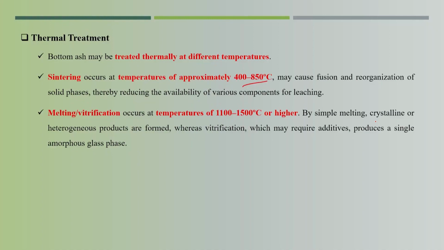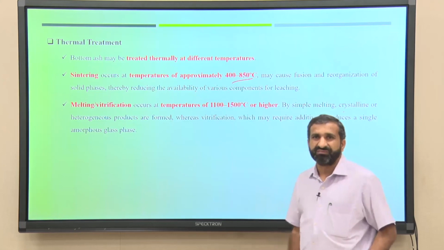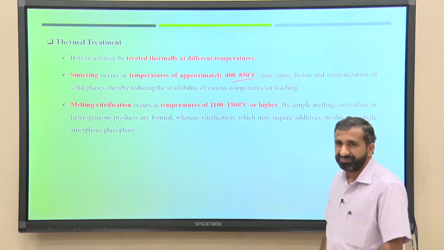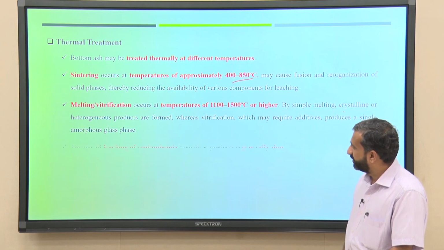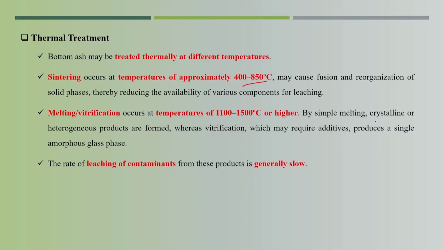Melting or vitrification occurs at temperatures of 1100 to 1500 degrees centigrade. By simple melting, crystalline heterogeneous products are formed, whereas vitrification, which may require additives, produces a single amorphous glass phase. So, at very high temperature we can also combust and reduce the leaching of the metals from the solid residue. The rate of leaching of contaminants from these products is generally low. Once it is converted into an amorphous glass phase, the leaching will also be low.